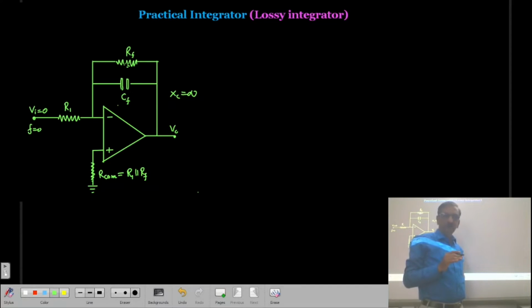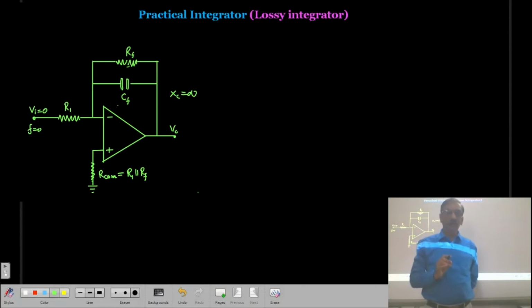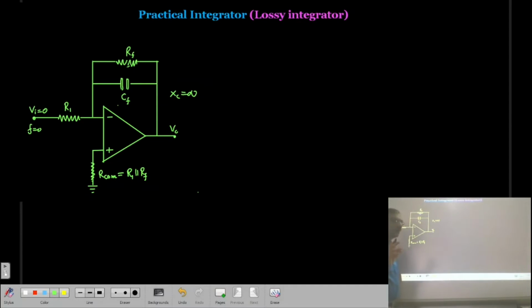So when this frequency or your input voltage is zero, the capacitor works as an open circuit, but we have connected one resistance Rf parallel to C. So in that case, the circuit will work as simply an inverting amplifier, and the gain of the amplifier you can say is minus Rf by R1.